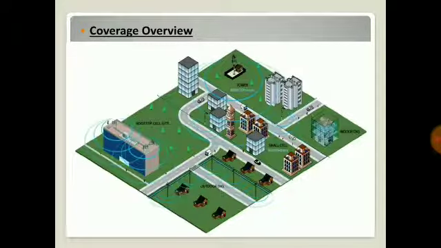This is a coverage overview. This image contains the coverage variation of rooftop cell site, IBS site, small cells, that is microcell, and macro cell, that is tower.